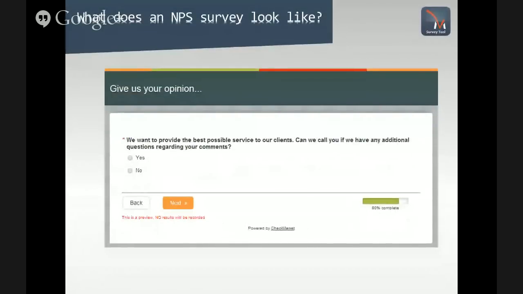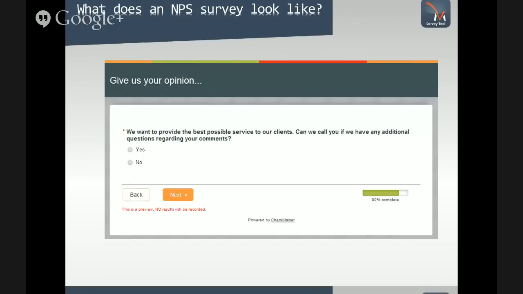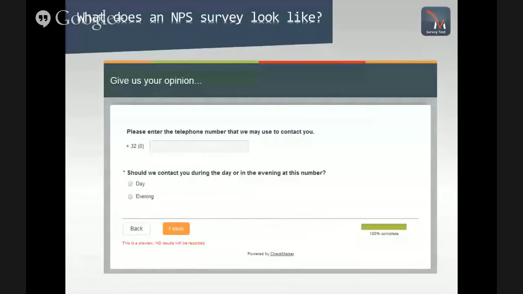And then this is for your follow-up team. If you're in stage 3 or 4, then you want to talk to them. But some people don't like to be bothered, so we always put a question there asking, can we call you to talk about your responses? And then if they say yes, you can ask them for their phone number and whether they prefer to be called during the day or evening.